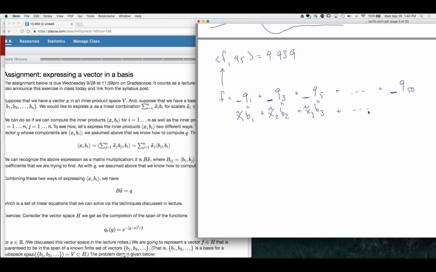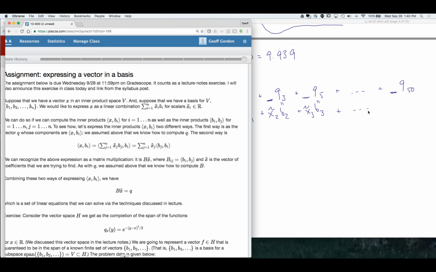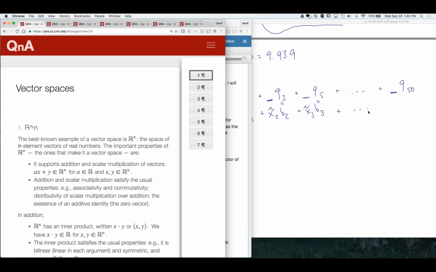So hopefully that clarifies what the given problem data is. If not, please feel free to ask more questions, and I'll try to answer them. For now, let's go back to these notes, and feel free also to ask questions about the notes.